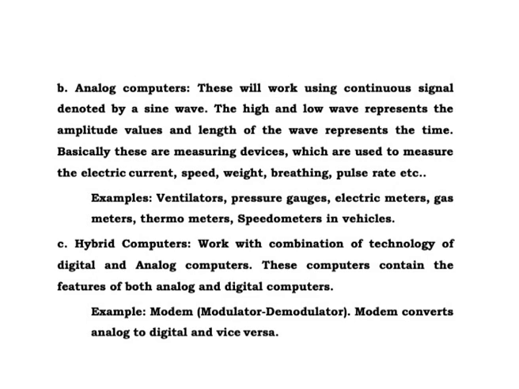Then we have analog computers. These work using a continuous signal denoted by a sine wave. The high and low waves represent the amplitude values, and the length of the wave represents the time. Basically, these are measuring devices used to measure electric current, speed, weight, breathing, pulse rate, etc. Examples are ventilators, pressure gauges, electric meters, gas meters, thermometers, speedometers in vehicles.